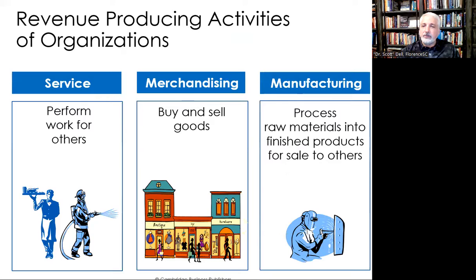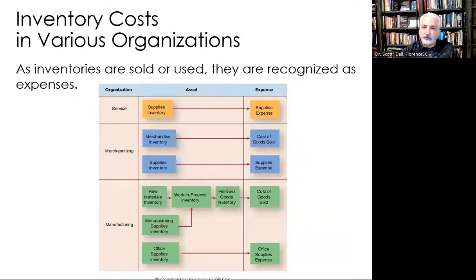So we've got three types of organizations. Service: we don't sell products with service folks, but perform work, like an attorney or an accountant performing work for others. Then we have the merchandisers, the retailers and the wholesalers, who buy and sell goods but normally don't make them themselves. And thirdly, we have manufacturing. They take raw materials and process them into finished products with an interim stage called WIP, or work in process.